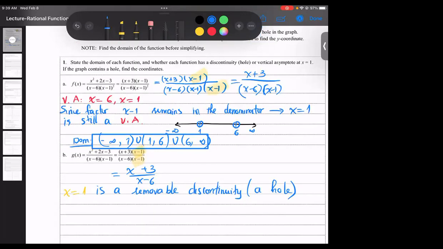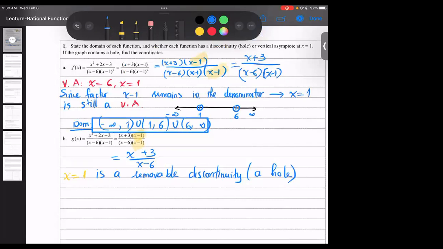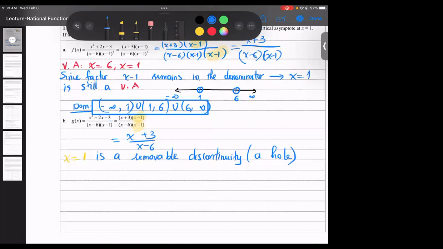All right, so we found a removable discontinuity. The problem is you only found the x coordinate. I want a point. A point means I need x and y coordinates, right? So all I have to do is plug x into the reduced function. So what we're gonna do is plug x equal 1 into the reduced function, which I'm gonna call star.